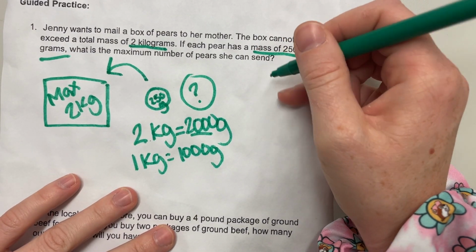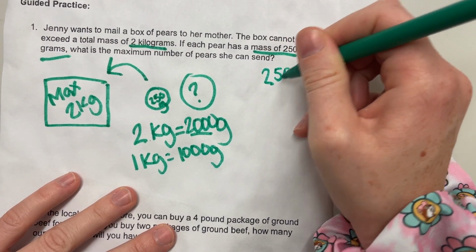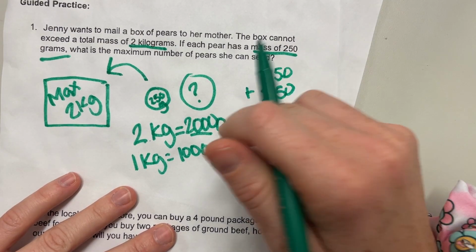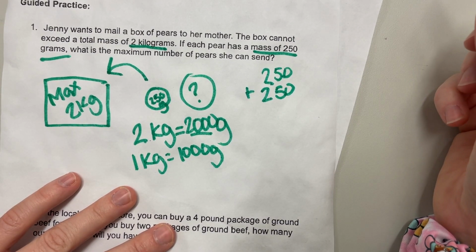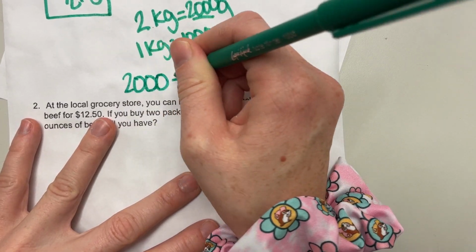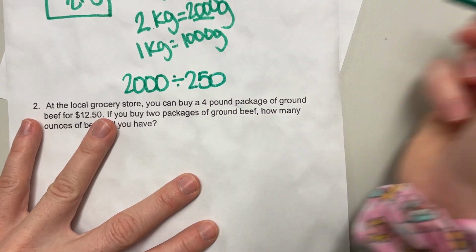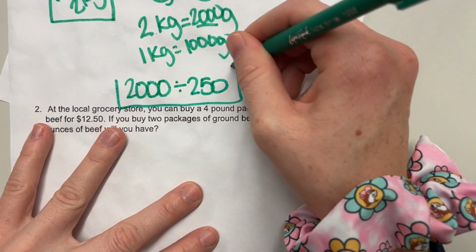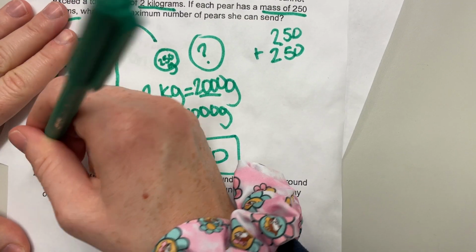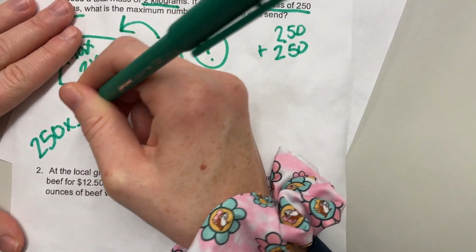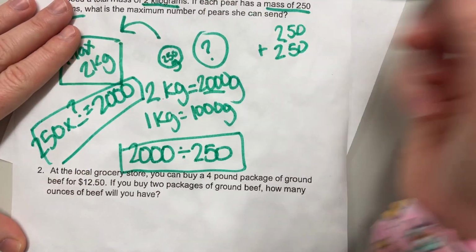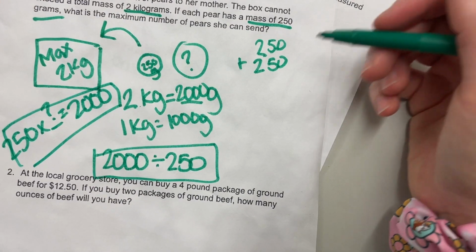I can do it one way. I can count up. I can do 250 plus 250 and continue until I get to 2,000, or I can do 2,000 divided by 250. This way, or keep on adding, will work. Or I can ask myself, 250 times what number is going to give me 2,000? 3 different ways to solve. I'm going to actually just continue adding.